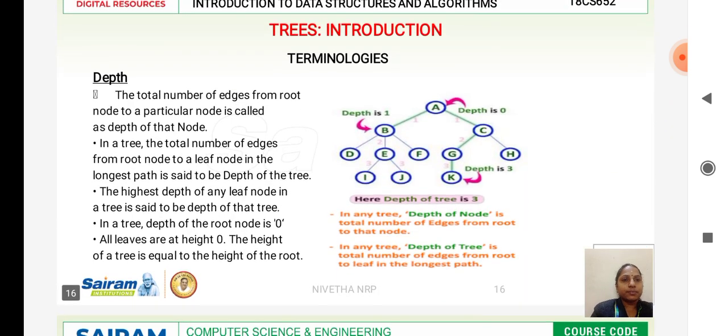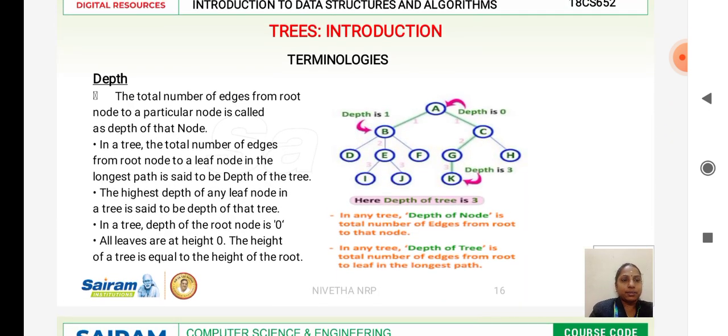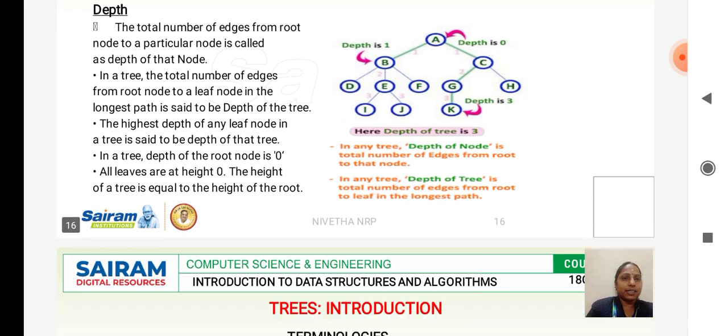Then we'll see the depth of a tree. Depth of the tree, again we denote that as the level. Starting with the root node, the depth of A is 0. From A to B, that is the next level of the tree, the depth will be 1, and the next level the depth will be 2, and the next level the depth will be 3. So from A to B it is 1. From B to D, E, F, G, H it is 2. From E to I, J, and from G to K it is 3. So the depth of the tree is 3 here.